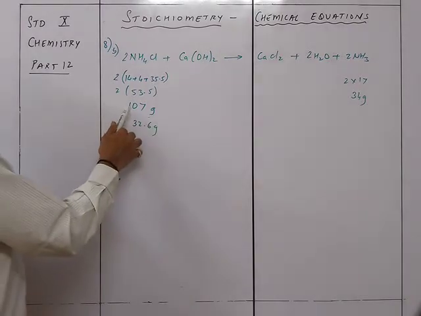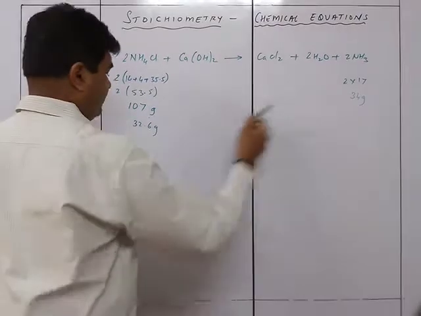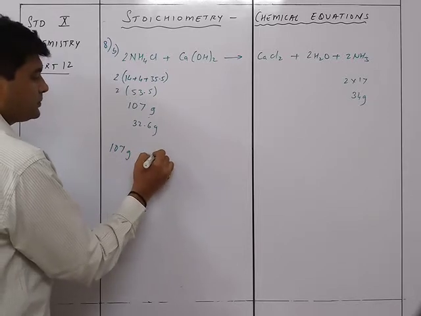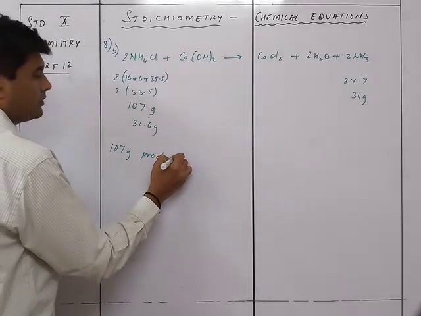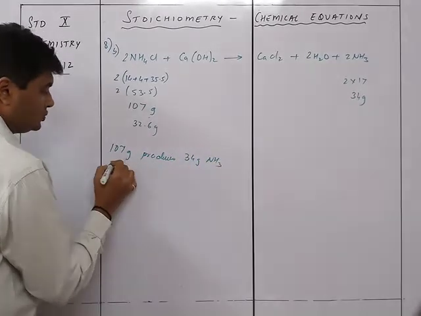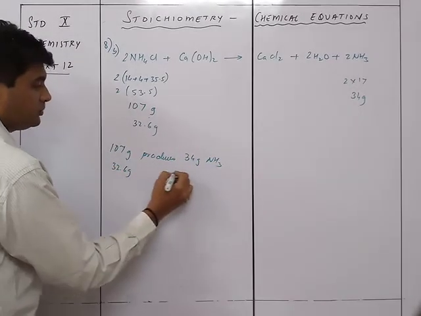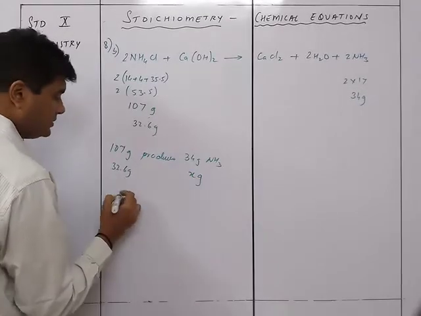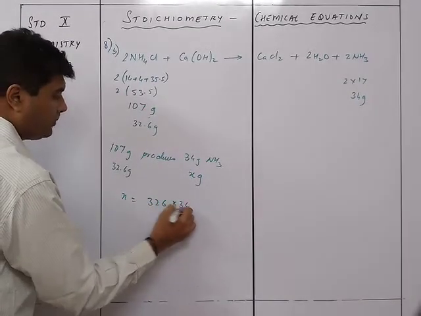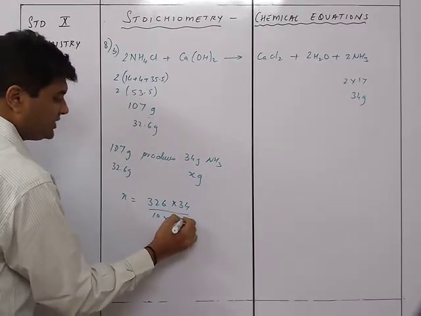So we see that 107 grams produces 34 grams ammonia. So 32.6 grams produces X grams. So X is equal to 32.6 into 34 upon 107.